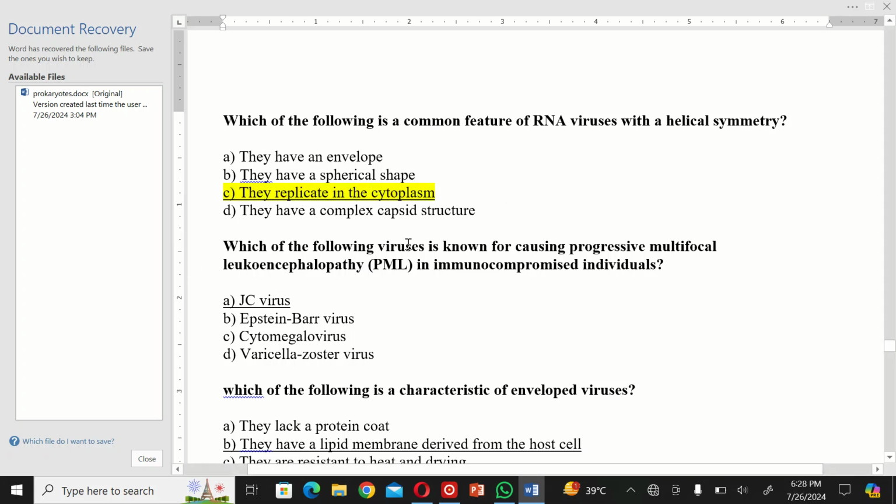The next MCQ is: which of the following viruses is known for causing progressive multifocal leukoencephalopathy, PML, in immunocompromised individuals? A. JC virus. B. Epstein-Barr virus. C. Cytomegalovirus. And D. Varicella zoster virus. So the correct option is A.